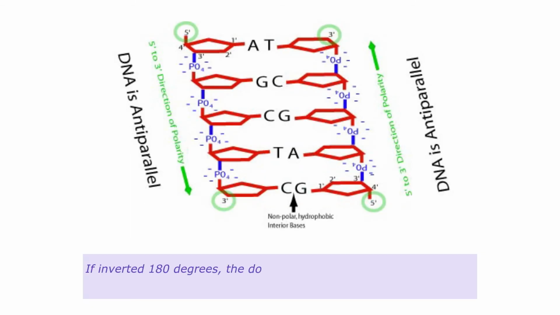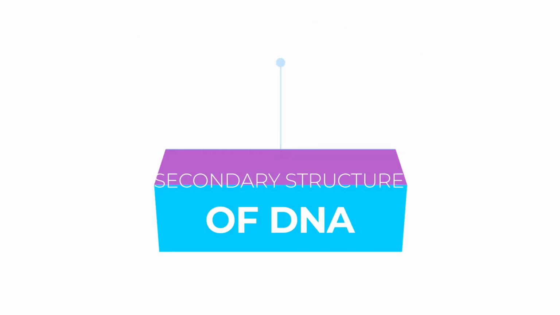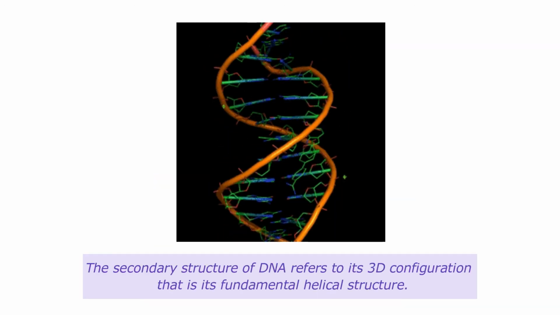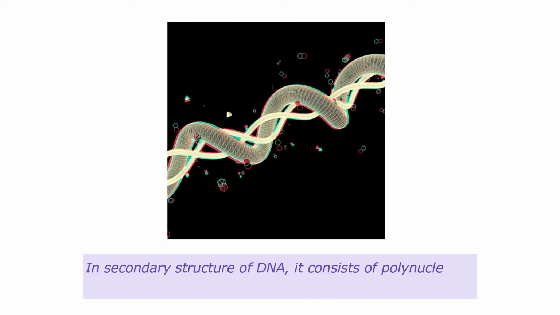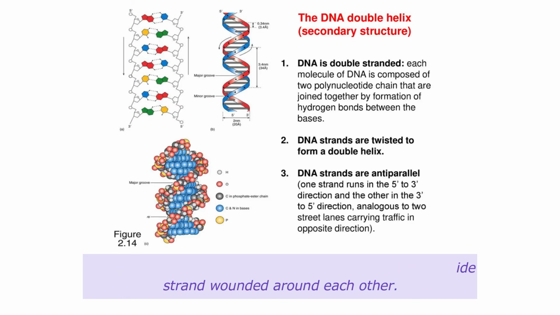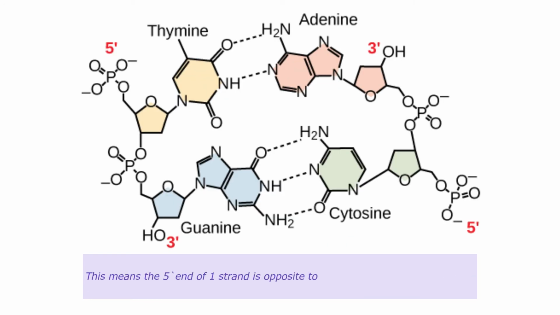Fun fact. If inverted 180 degrees, the double helix looks superficially the same because of the complementary nature of the 2 DNA strands. Secondary structure of genome. The secondary structure of DNA refers to its 3D configuration, that is, its fundamental helical structure. In secondary structure of DNA, it consists of polynucleotide strands wound around each other. The 2 strands run in opposite direction, that is, they are antiparallel. This means the 5' end of one strand is opposite to the 3' end of the other strand.